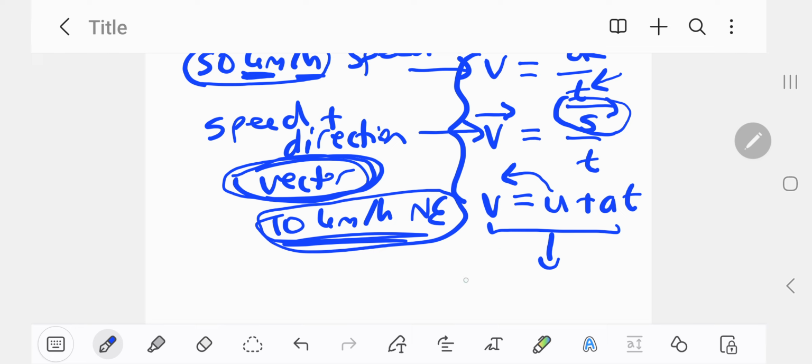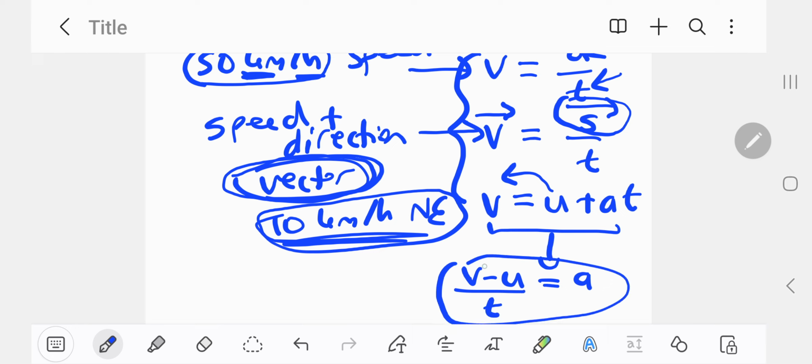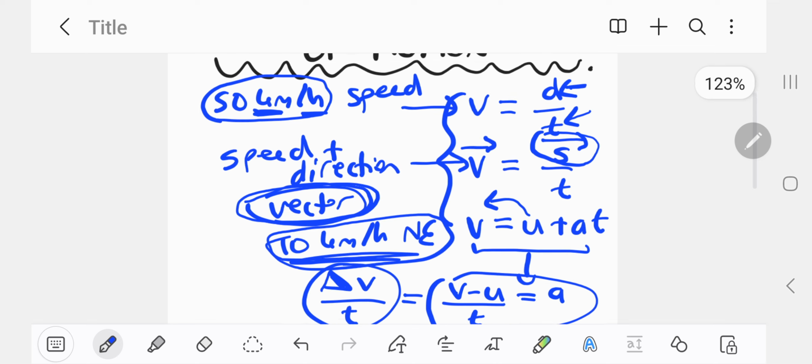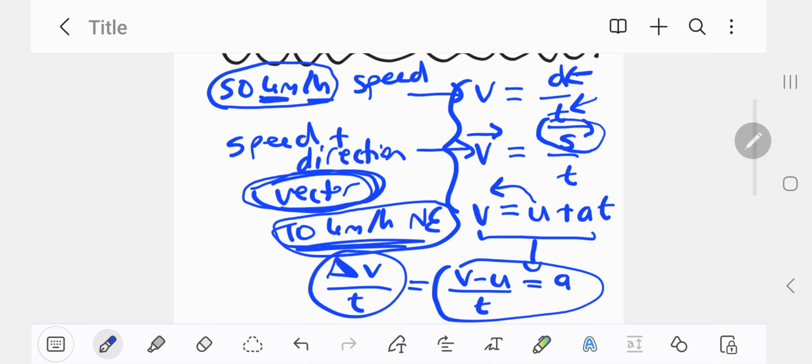That becomes a minus. So V minus U is AT. To get A by itself, you divide both sides by T. The T's cancel here. So A, acceleration, is just the change in velocity, which is the numerator, delta V over T, the denominator. Okay, V minus U, final minus initial. This is what you need to work with. First, understand these really well, then go into graphs and learn how to understand graphs. So let's go to graphs.